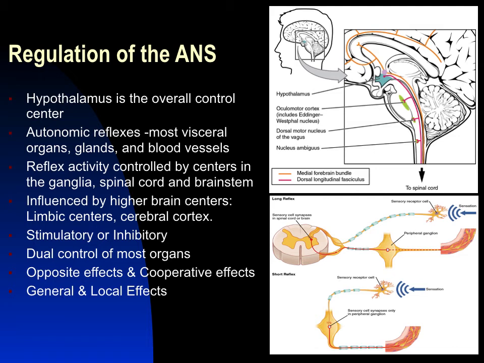Higher centers can influence these things. These could be the cerebral cortex or the limbic system, but in general, these things are controlled through the brainstem and hypothalamus. The sympathetic and parasympathetic divisions have opposite effects, but they're generally effects that we can identify.